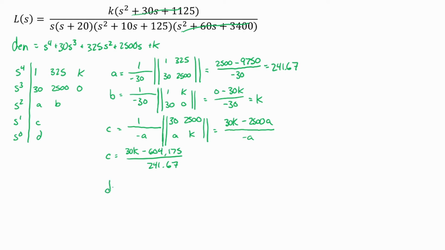Again, if there was a value in here, we know this is going to be 0 because 30 times 0 and a times 0 is 0. So d is going to be 1 over negative c, a, and then b, which is just k. And we have our value of c again and 0. So that equals a minus ck all over negative c. So again, d is just equal to k.